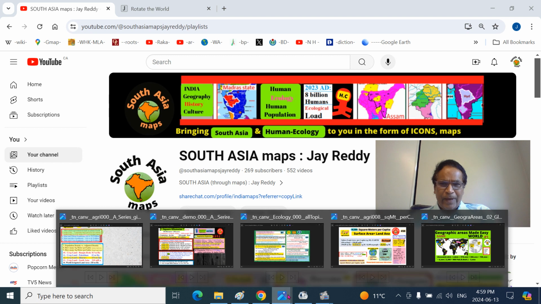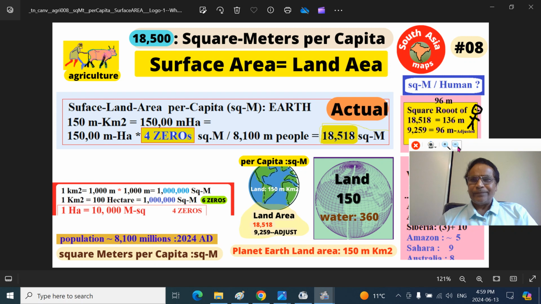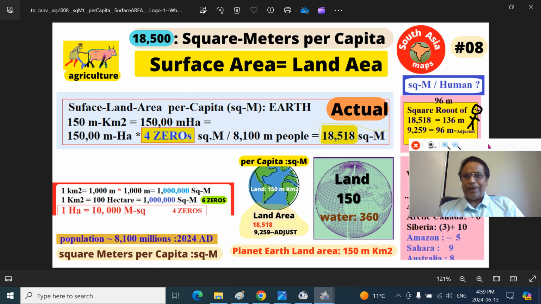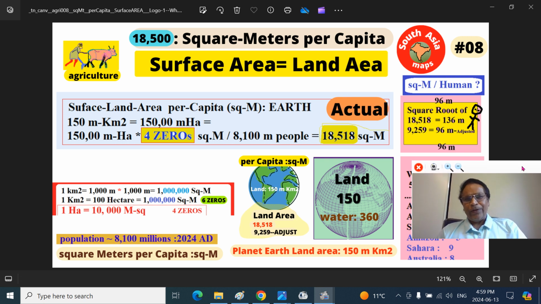Coming back to the current topic of interest. This is our education channel logo, South Asia Maps. This is the farming agriculture logo. There are around 18,000 or 18,500 square meters per capita of surface land available on the planet Earth today for human beings. How we come to this conclusion, I have made very simple and intuitive for you.